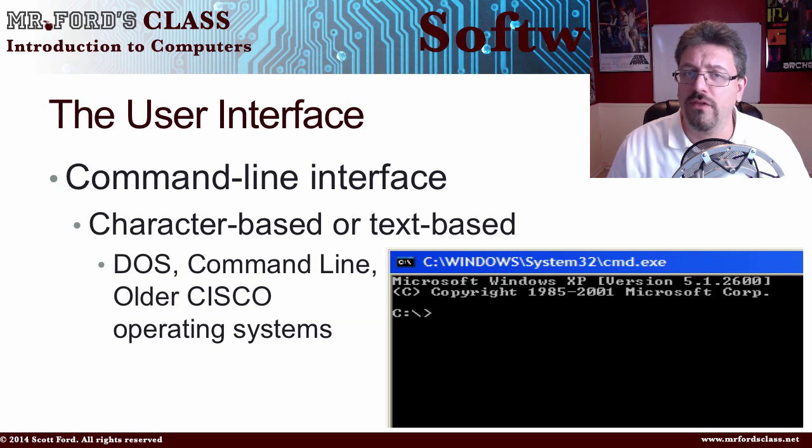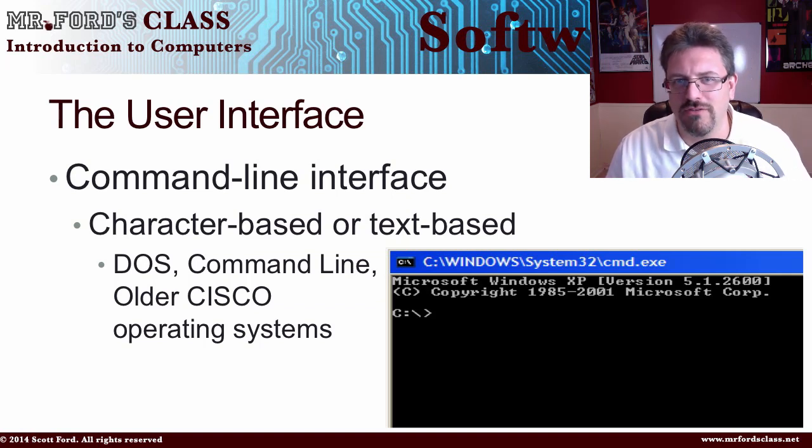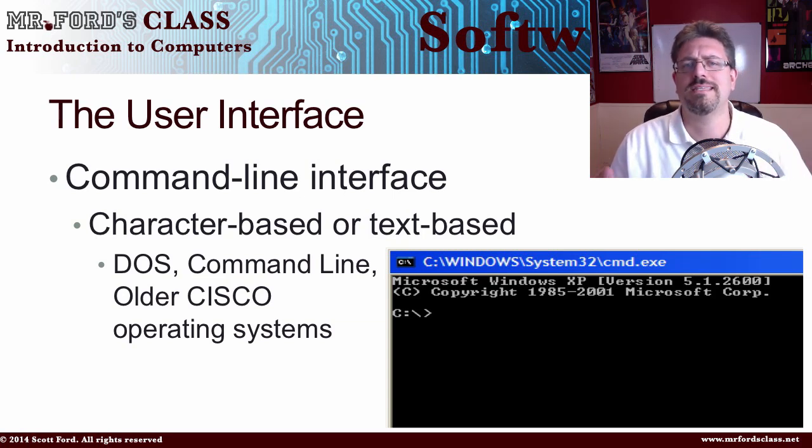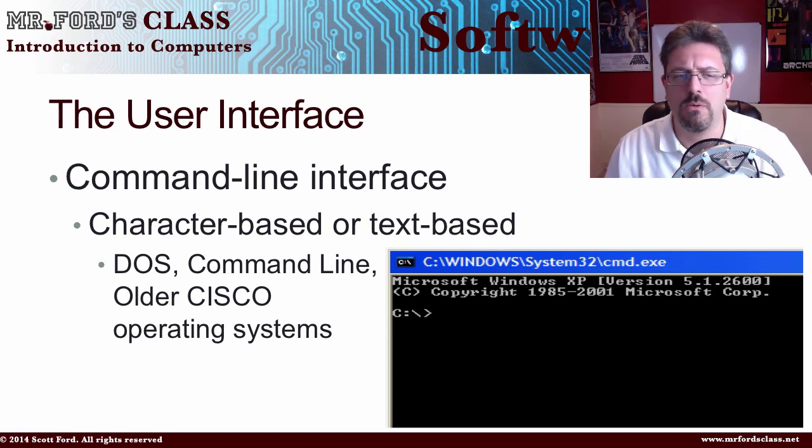We have something called the command line interface, which is old school. This is back in the DOS days, otherwise known as command line. This is the newer version of it. DOS is dead. Now you can find command line on your PCs. Older Cisco operating system. Cisco runs the internet. They're the server operating system. That's a more advanced networking class.